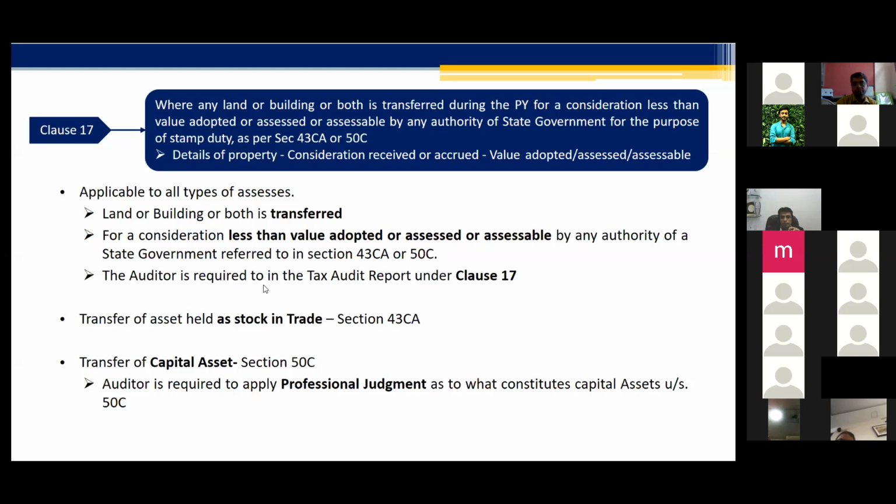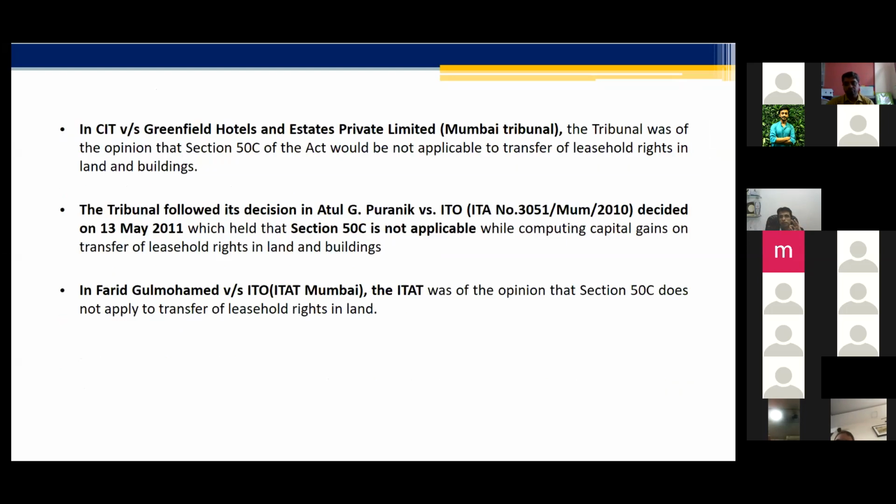Now, as I said, this clause is applicable to land, building or both. Now we have a lot of lands which are leasehold lands under GIDC. In Maharashtra, we have MIDC. The question arises whether the transfer of leasehold rights, section 50C or 43CA, will at all be applicable. For which there is a judgment of Greenfield Hotels and Estate Private Limited, which says that 50C would not be applicable to transfer of leasehold rights.